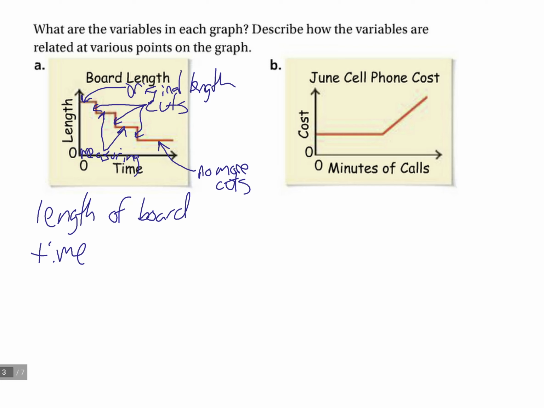Okay, so now B here. June's cell phone cost is what it says. So what are the variables? The cost of her phone. Okay, and what's the other one? Minutes of calls. Okay, so minutes of calls.